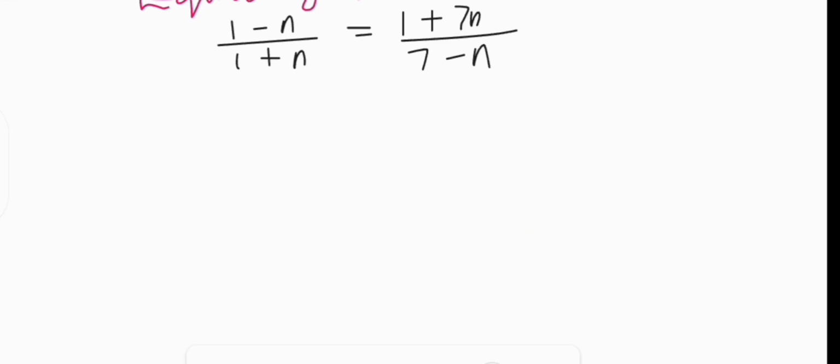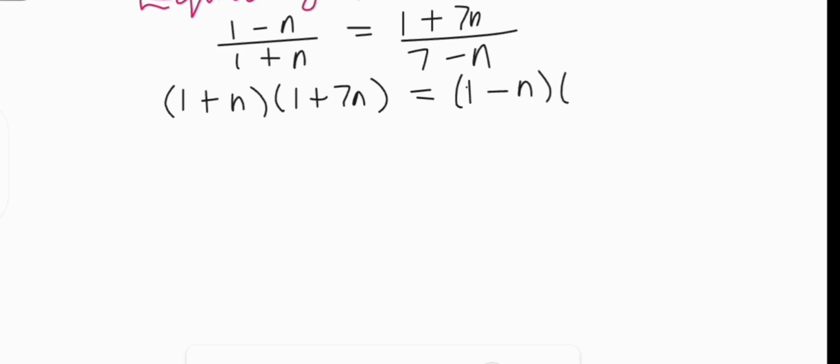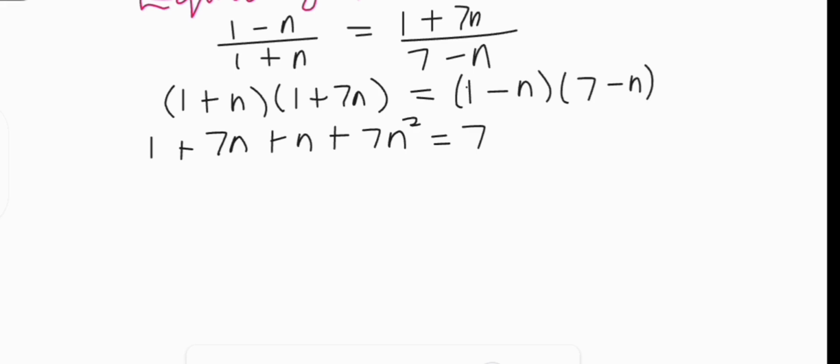We take the cross product, and that will be (1 plus N) times (1 plus 7N) on the left hand side. On the right hand side, it is (1 minus N) times (7 minus N). We remove the parentheses by distributing the first over the second on both sides, such that on the left hand side we have 1 plus 7N plus N plus 7N squared. And on the right, it is 7 minus N minus 7N plus N squared.